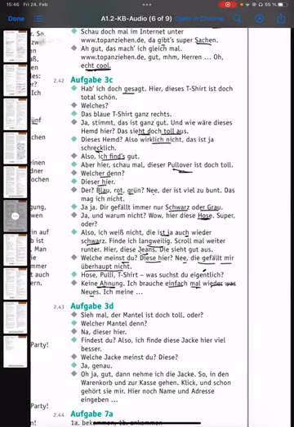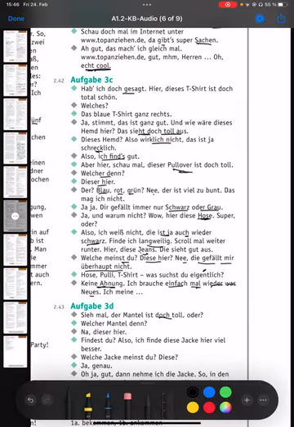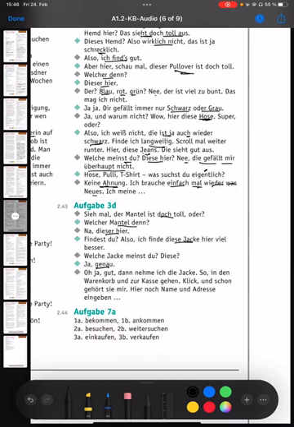Okay, let's see. Sieh mal, der Mantel ist doch toll. This coat, or overcoat, is so good. Welcher Mantel denn? Na, dieser hier. Findest du? Ich finde die Jacke hier viel besser. This jacket is even better. Welche Jacke meinst du? Diese? Ja, genau, yes, exactly. Oh ja, gut. Dann nehme ich die Jacke. Then I'll take the jacket. So, in den Warenkorb, zur Kasse gehen. Klick und schon gehört sie mir. Name und Adresse eingeben.